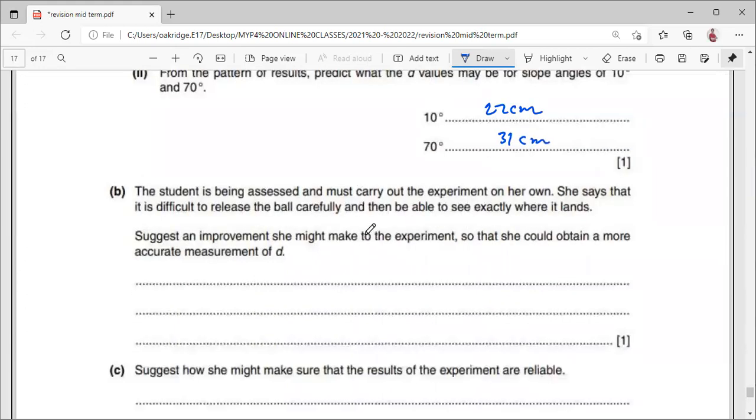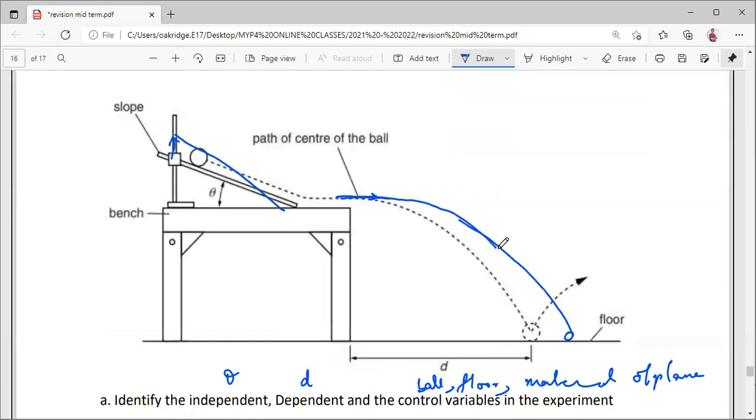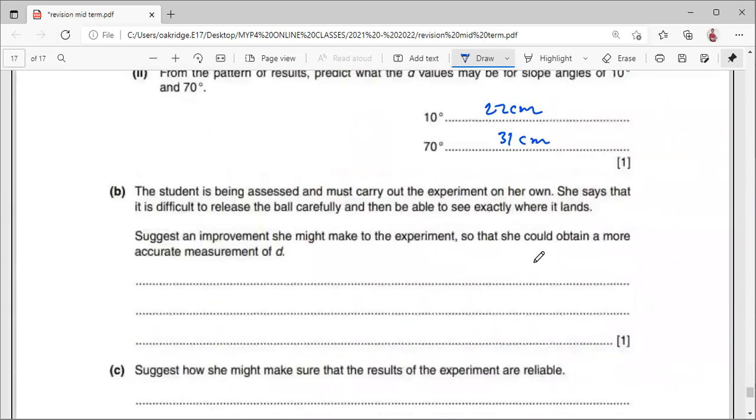The student is being assessed on how carefully she carries out the experiment on her own. She says that it's difficult to release the ball carefully and then be able to see exactly where it lands. Yes, that's agreeable, because the moment you release it over here, you should immediately turn over here. By the time the ball hits this floor, you will not be able to recognize where it falls. You will say, okay, it may fall over here. When you measure it, it may not be the same, so it can either fall here or here. It becomes very difficult for us to monitor where exactly it falls. Okay, agreed.